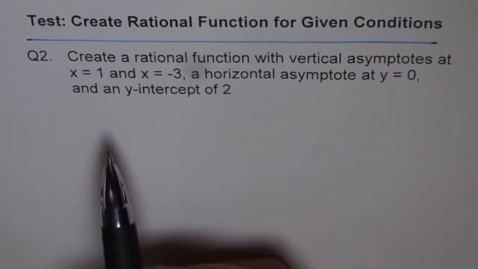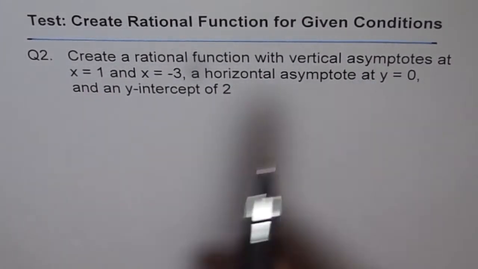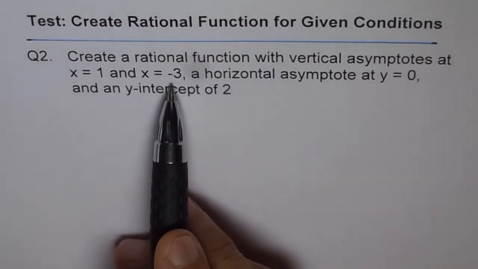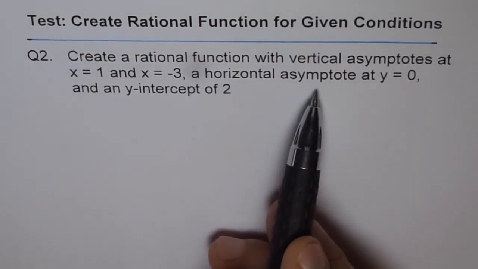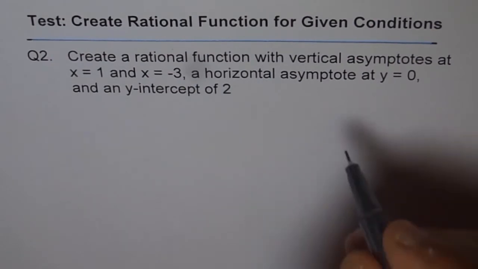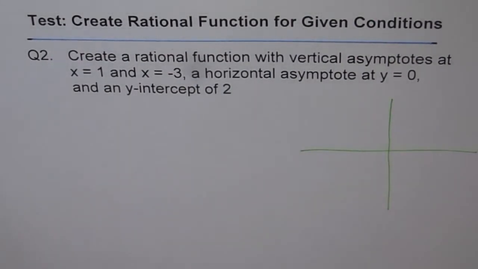Now the question is: create a rational function with vertical asymptotes at x equals 1 and x equals minus 3, a horizontal asymptote at y equals 0, and a y-intercept at 2. It is not necessary to sketch or even draw on the side. You could straight away write down the equation, but I'm just trying to draw a sketch here to explain a few things.